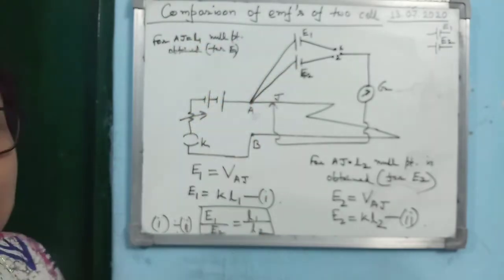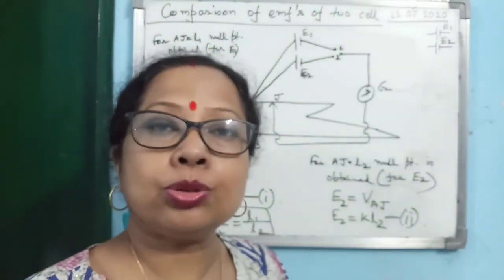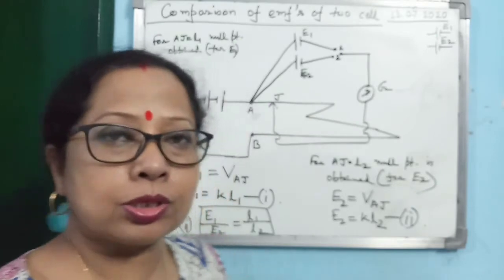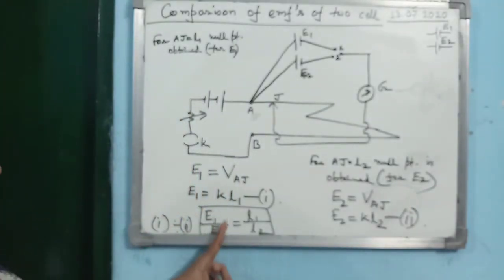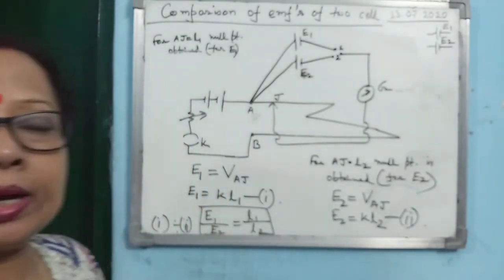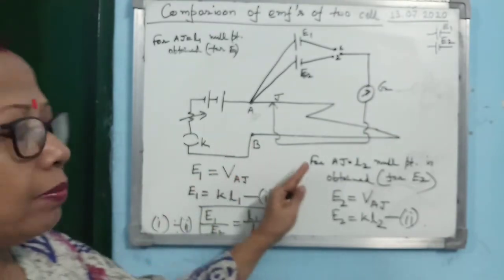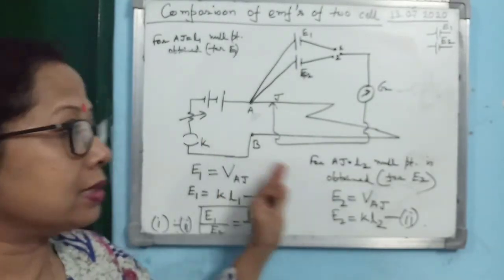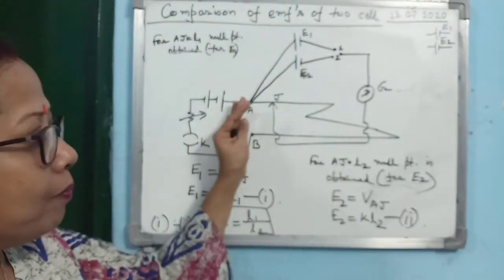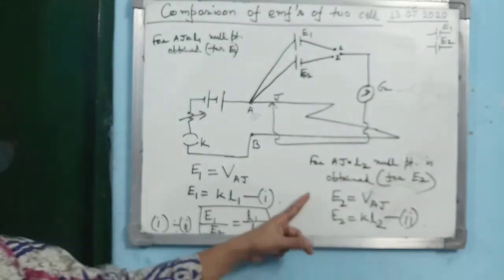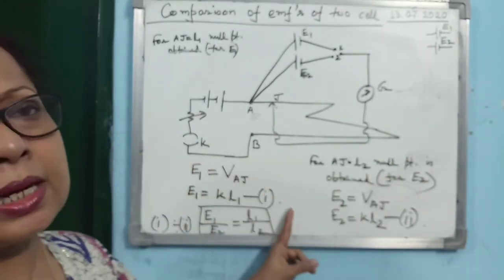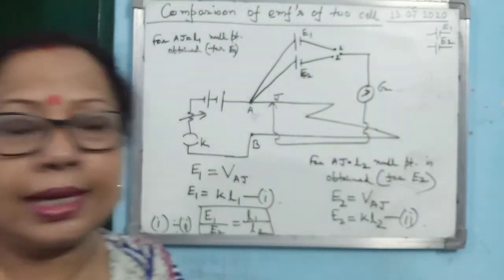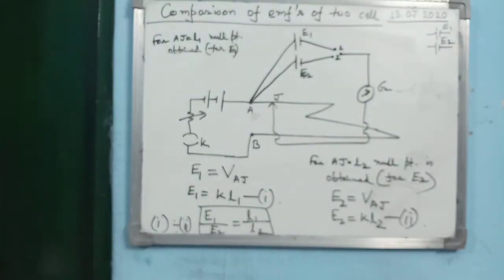And comparison means what? How do we compare? To compare two quantities, we take their ratio. So we have got our result: E1 by E2 is equal to L1 by L2. And this experiment, as I said, is a frequently asked topic. Please do learn the diagram as well as the way I said to write it. Exactly follow that. Clear? So this is the first experiment, using a potentiometer to compare the EMF of two cells.